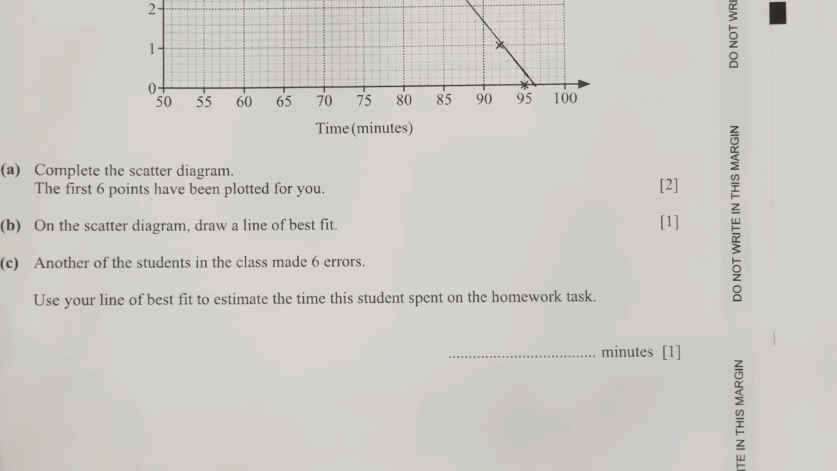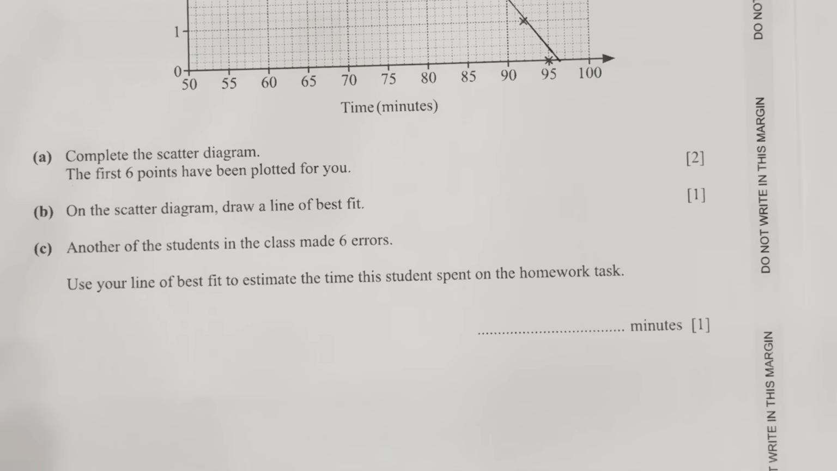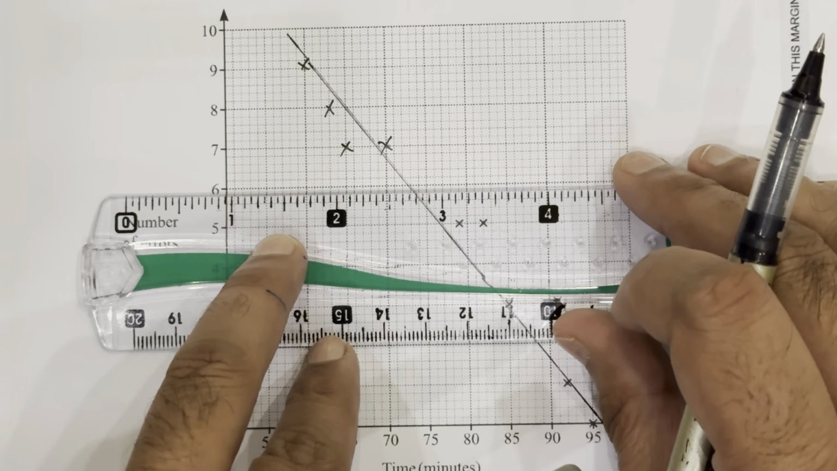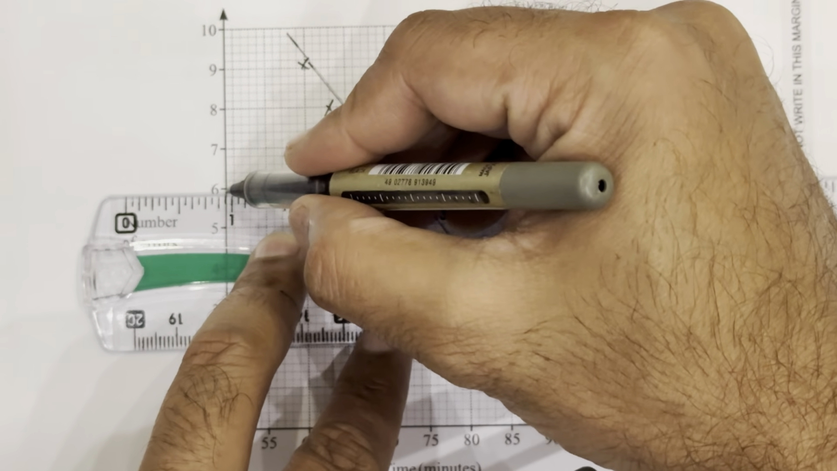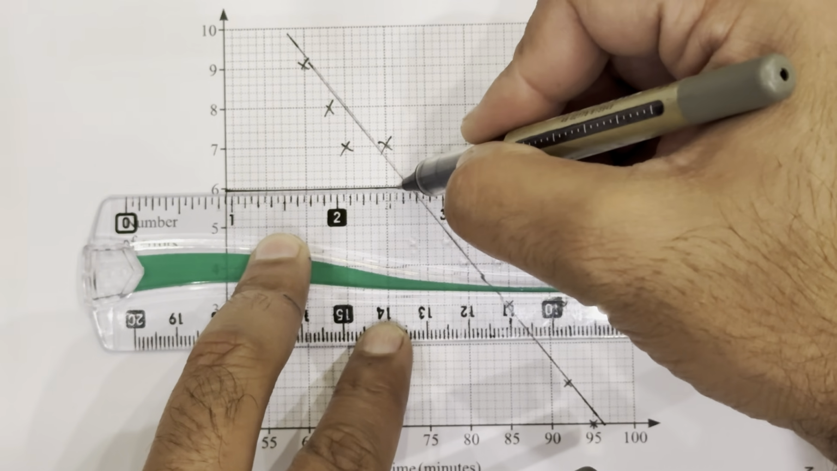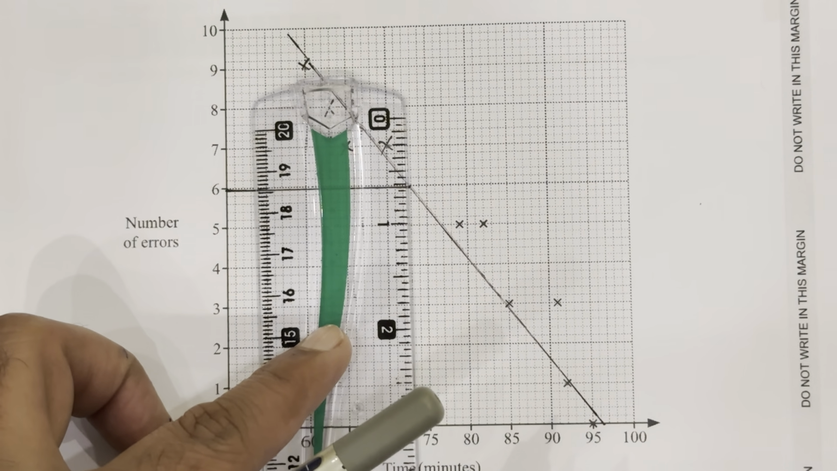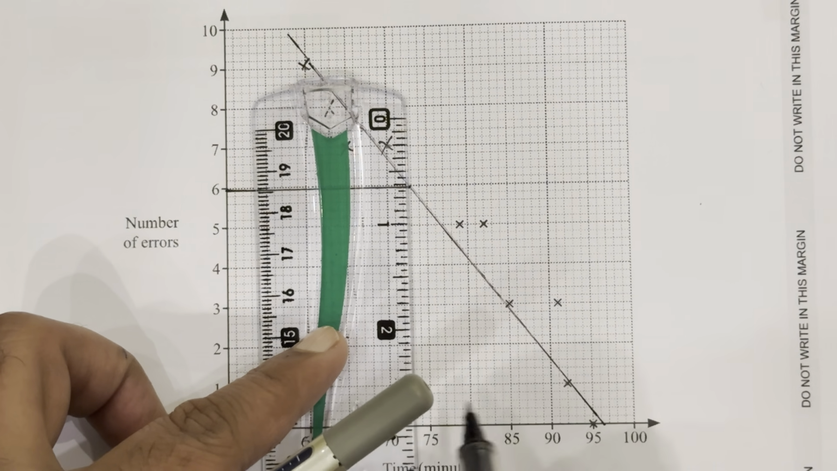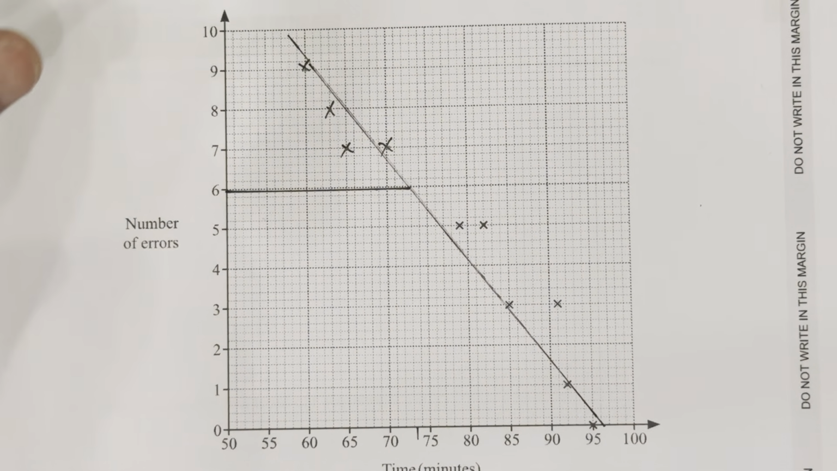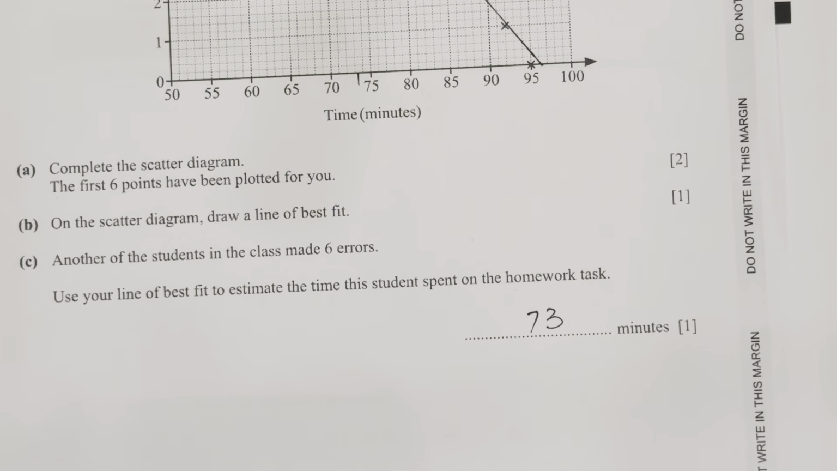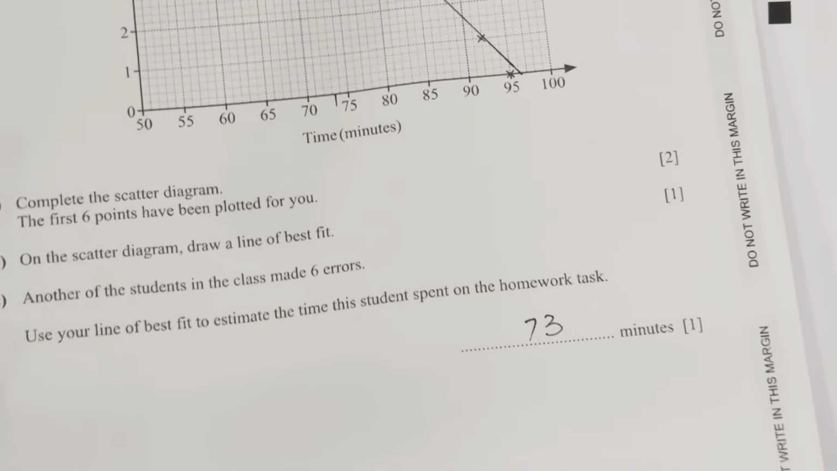Part C. Another of the students in the class made 6 errors. Use your line of best fit to estimate the time the student spent on the homework task. So we can see the errors at 6. And from the graph we can see that it is 73 or 74. So I'm writing 73 minutes over here in my answer, but any answer between 72 and 75 would be considered correct.